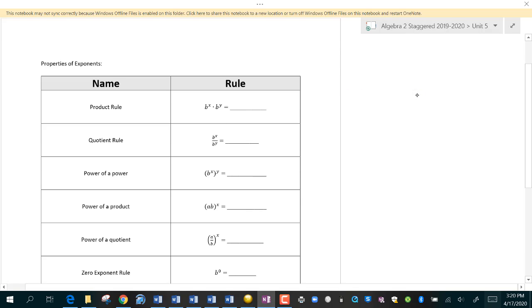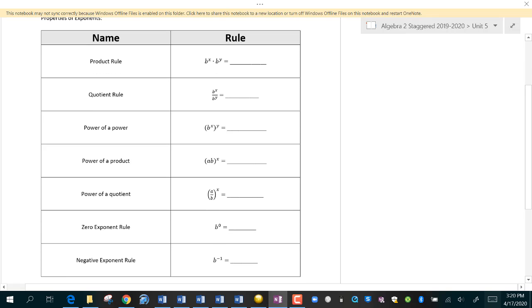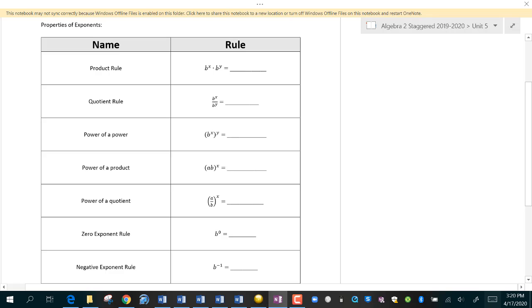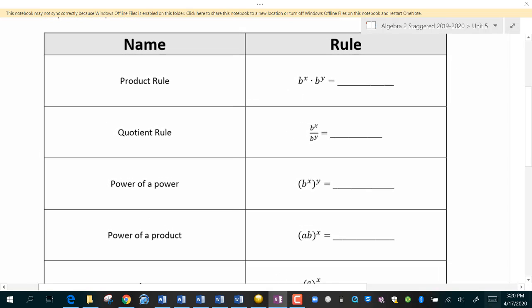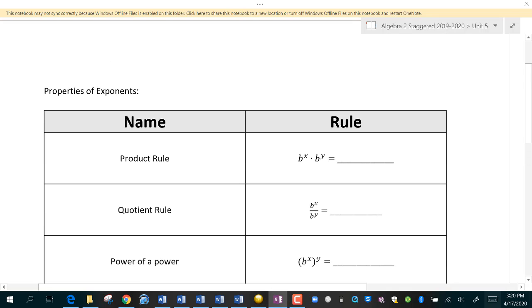Everyone. So this is just going to be a very short video reviewing the properties of exponents that you should have learned back in Algebra 1. So there are, let's see here, 7 different properties that we're going to talk about today, and then you will have a Canvas quiz to go along with this.